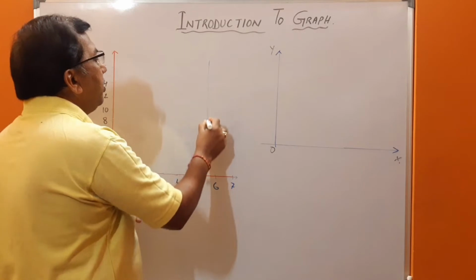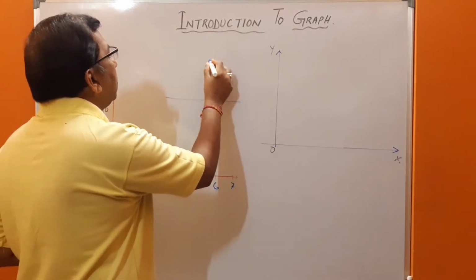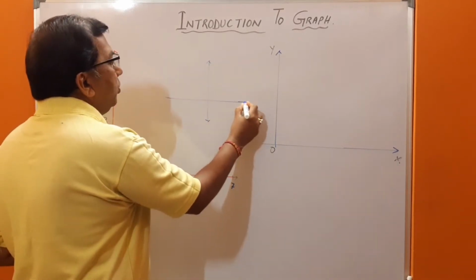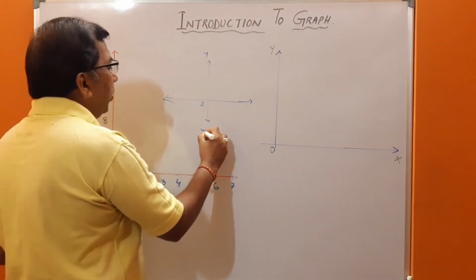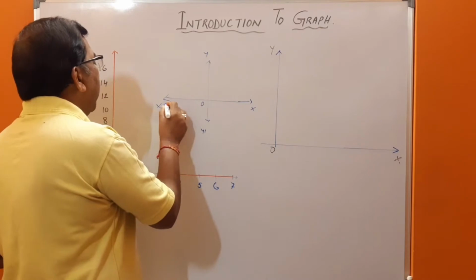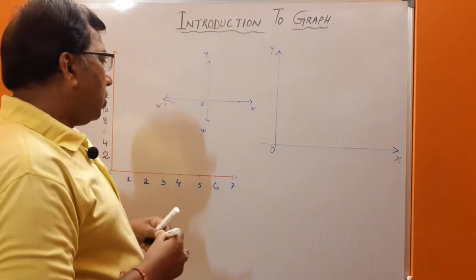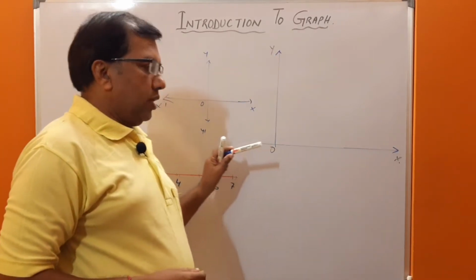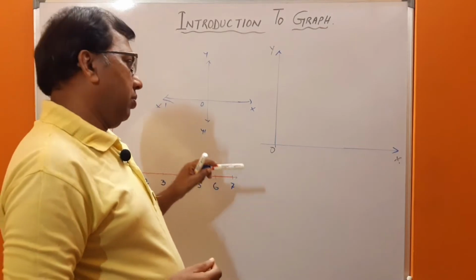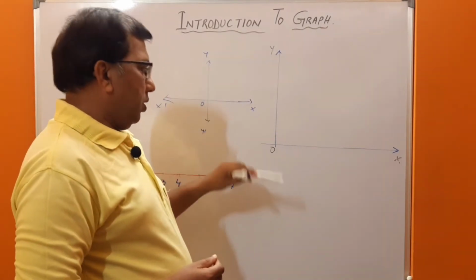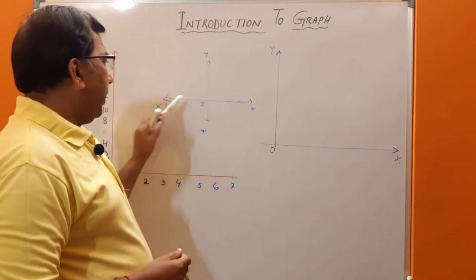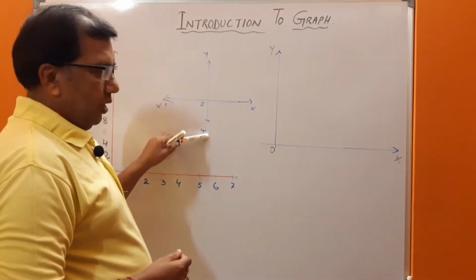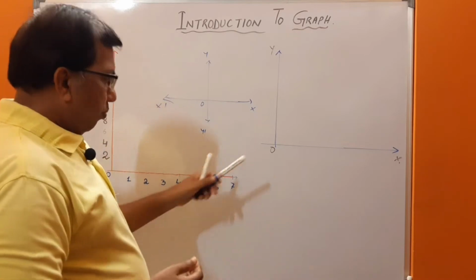You can draw it in this way also. Y O Y dash, X O X dash. So these two lines, horizontal and vertical, are perpendicular to each other. X O X dash, Y O Y dash, they meet at the point O.